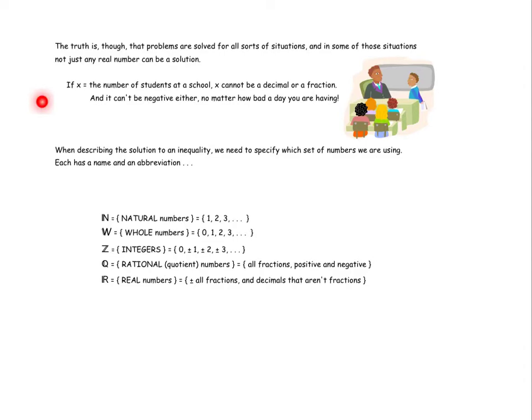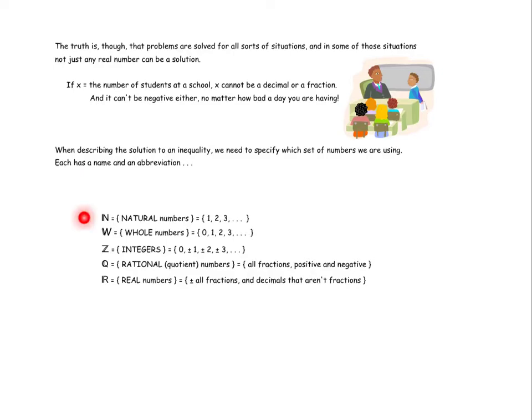If x is the number of students at a particular school, x cannot be a decimal or a fraction, and it can't be negative either, no matter how bad a day you're having. When describing the solution to an inequality, we need to be specific and say which set of numbers we're using in the particular example we're working on. Each has a name and an abbreviation.